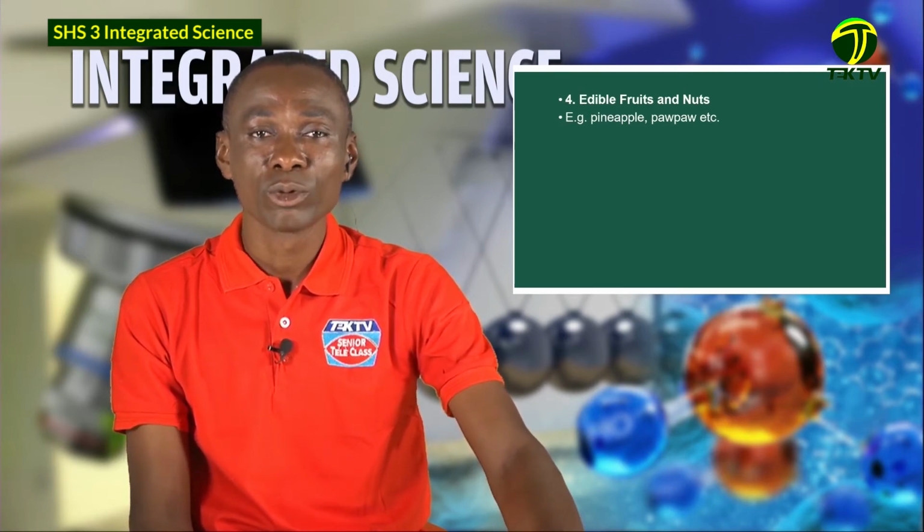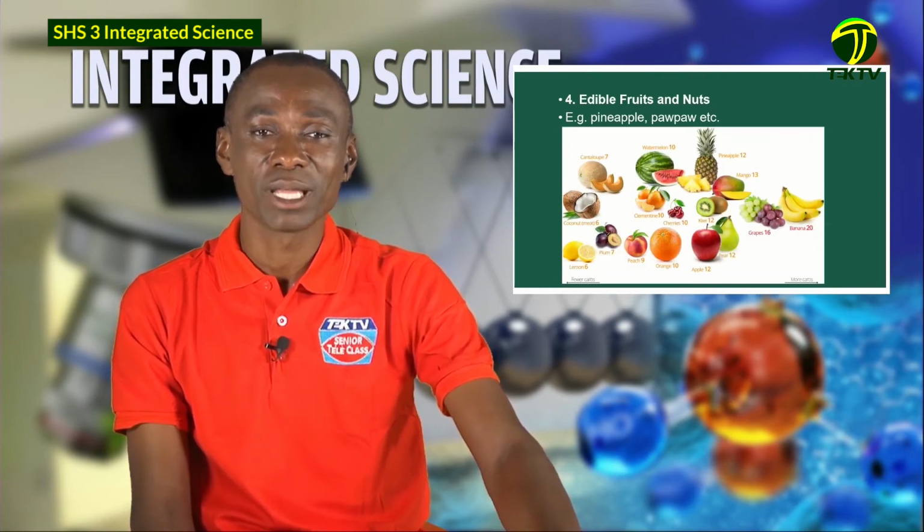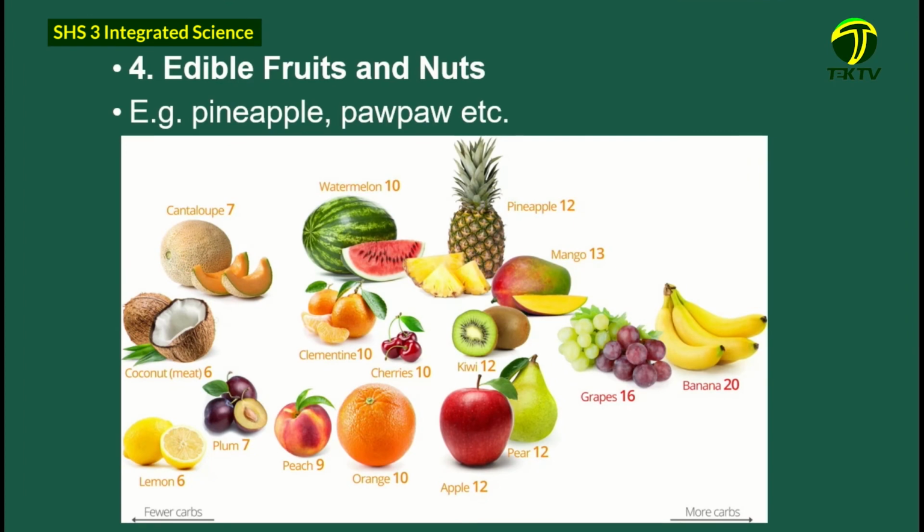In terms of fruits, pineapple and pawpaw quickly comes to mind. And as you can see from the diagram, we have a number of fruits and nuts provided as examples for us. You can see banana, mango, apple, coconut, watermelon, pineapple, and so on and so forth. They belong to the class known as edible fruits and nuts.